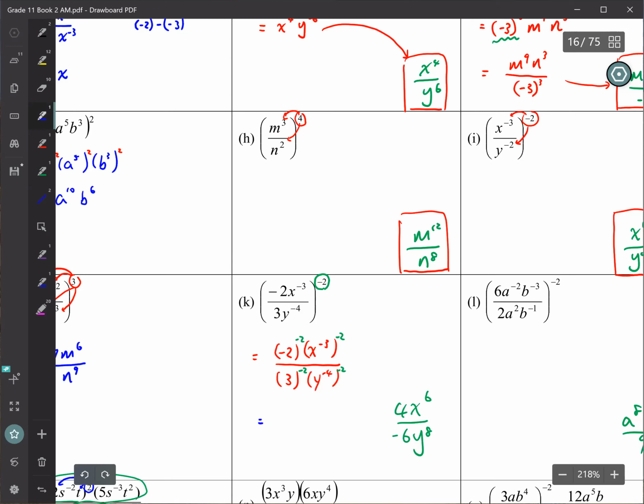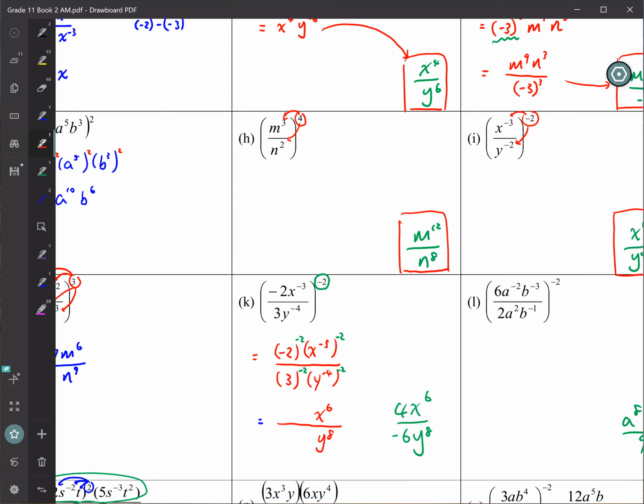And then let's simplify a bit more. The exponent part for the variable, okay? It'll be x to the 6, right? Because -3 times -2. -4 times -2 will give you 8. So those are positive, right? Because negative times negative gives you positive.